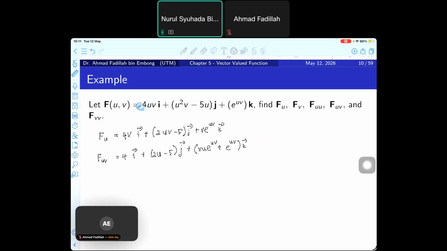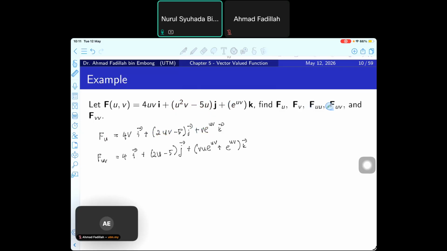So if you compute with respect to u, it means that for this term, a derivative with respect to u gives 4v. And for this part, the derivative with respect to u, we need to treat v as a constant and differentiate u squared, so it is equal to 2uv, and this 5u gives 5. And over here, do the same process, and we will get this answer.